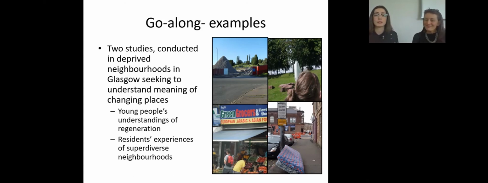The second example is not from my PhD, but from a colleague, Claire Binner, in Urban Studies at Glasgow University, who used go-alongs and photo elicitation to look at residents' experiences in super diverse neighbourhoods in Glasgow. What she found was using the same route with different populations, so one with policymakers, one with migrant groups, one with kind of white middle class residents in the area.